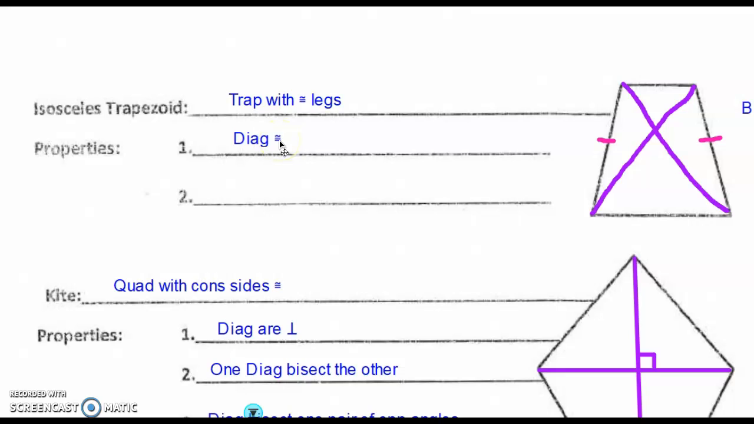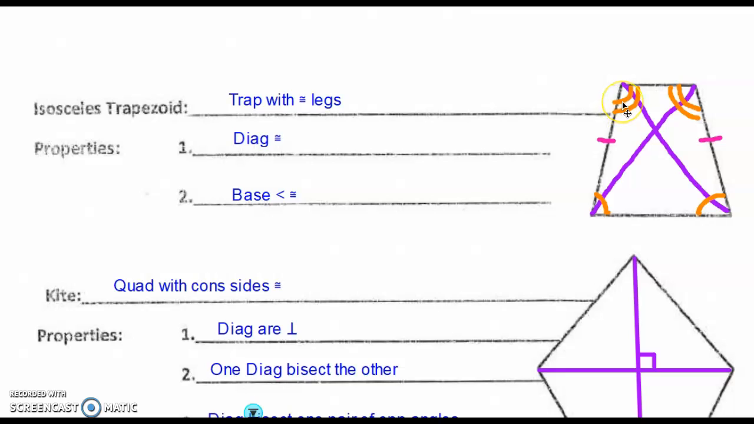Do you know what figure also has congruent diagonals? Think about it carefully. That might be a question. And base angles are congruent. Now, we know down here's the base and up here's the base. Well, just like an isosceles triangle, we have base angles congruent.